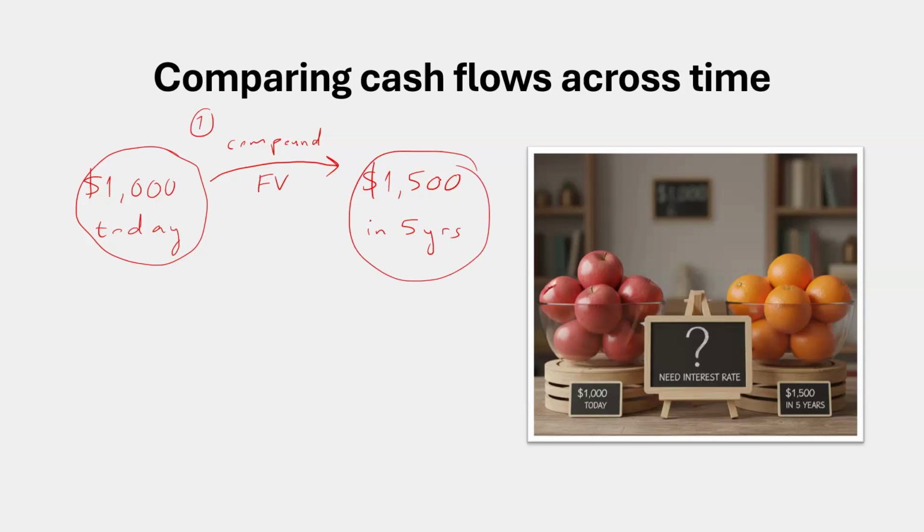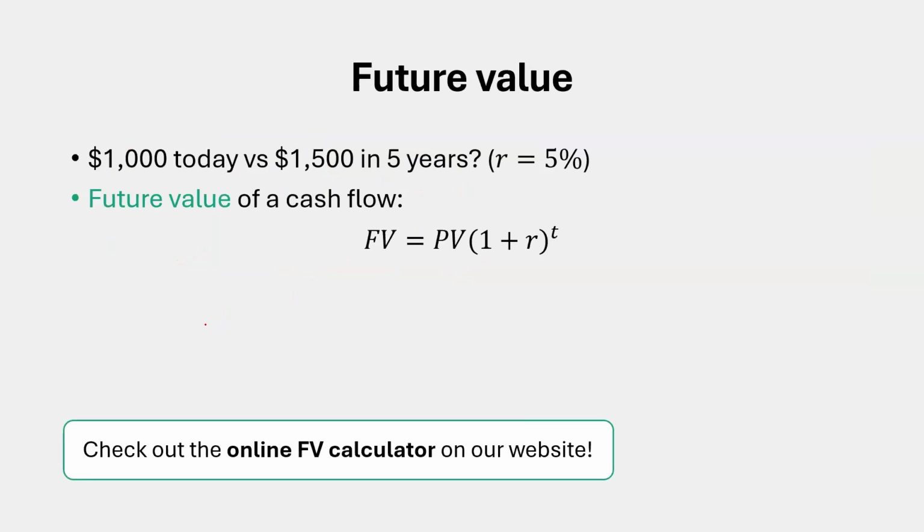Or equivalently, and we'll get the same result, we could discount 1,500 to the present, and that would give us its present value. So we are essentially pulling this cash flow to the present, and then we can compare it with $1,000 today. So this is the second option. So let me illustrate how that works. And in both cases, we will need a specific interest rate. So for example, let's begin with the future value.